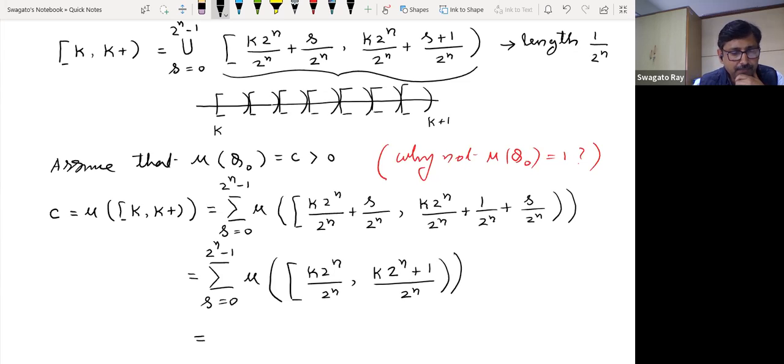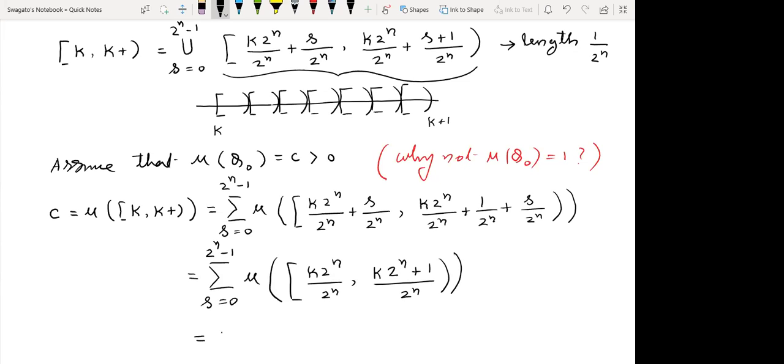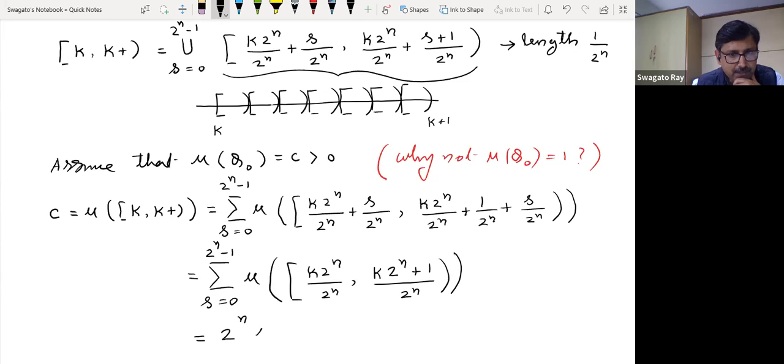Each term is the same. How many terms here? 2 to the power n terms, times mu of, now I write in a simpler form, I write it as k, then k plus 1 by 2 to the power n. This is what I get.